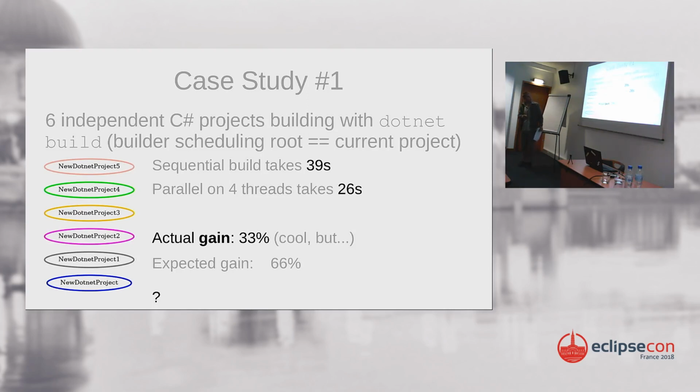We try the sequential build. It takes 39 seconds. We do a parallel build on 4 threads. It takes 26 seconds. So we get a gain of 33%, but the expected one was 66%, just like it was for the weight builder.